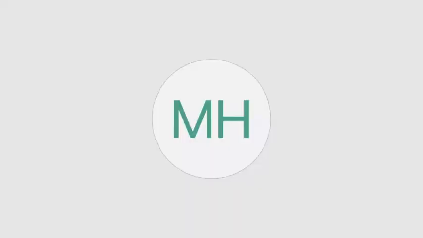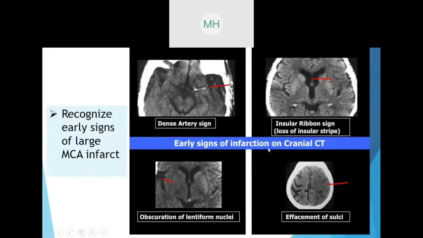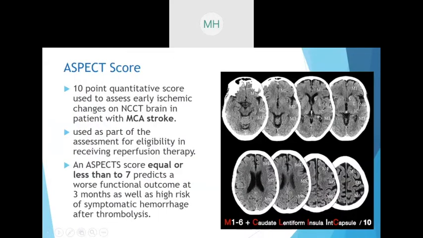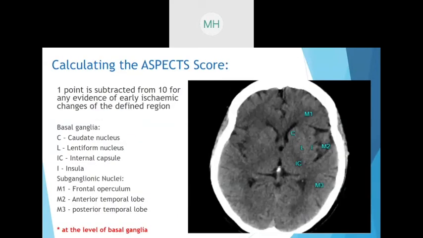Okay. So there's actually a term of posterior circulation ASPECT score, so we're not going to discuss that. It is used as part of the assessment of eligibility in receiving reperfusion therapy. An ASPECT score equal to or less than 7 predicts worse functional outcome at 3 months, as well as high risk of symptomatic hemorrhage after thrombolysis. So we don't want to subject patients to alteplase with an ASPECT score of 7 or less. Okay. How to calculate the ASPECT score?